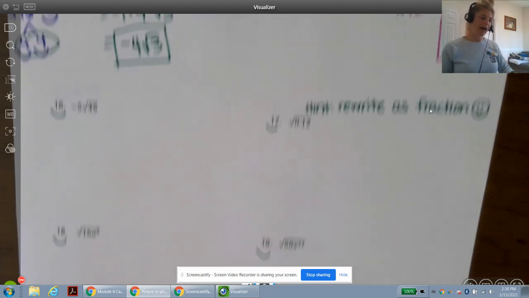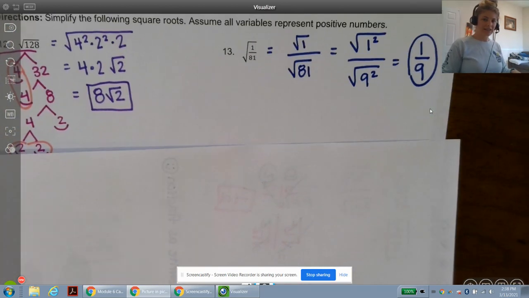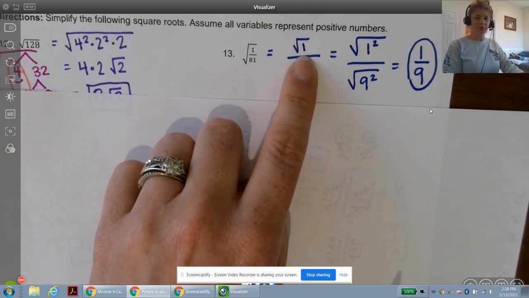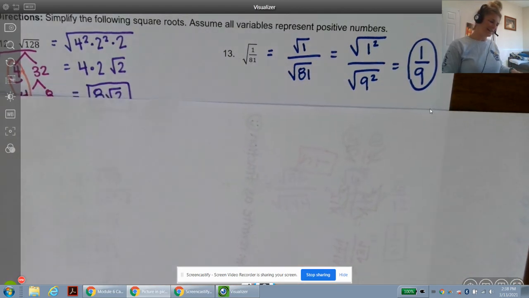Okay, let's see how we did. Taking a look at 13, again, we are using that new rule of the square root of a fraction, the square root of the numerator over the square root of the denominator. Simplify, and you get 1/9.